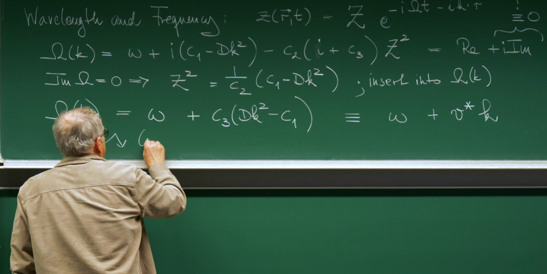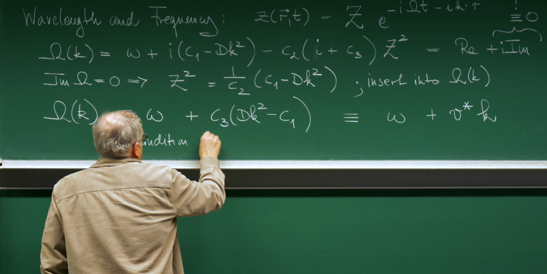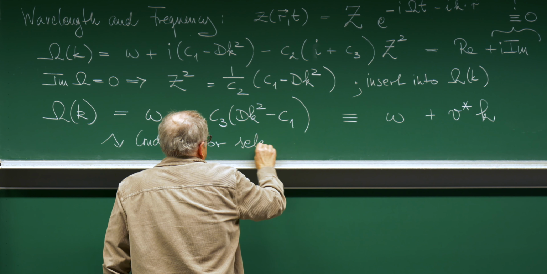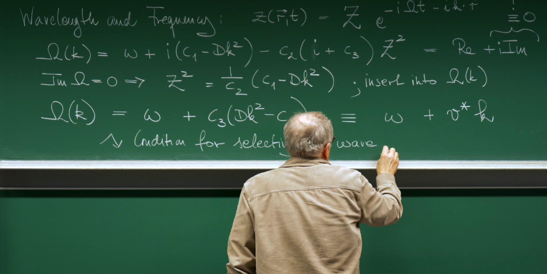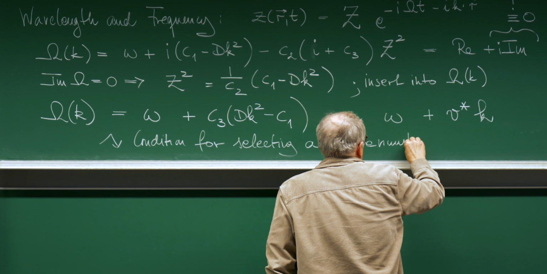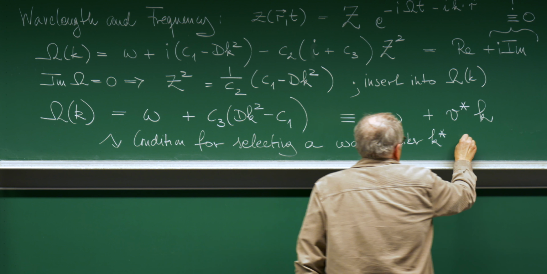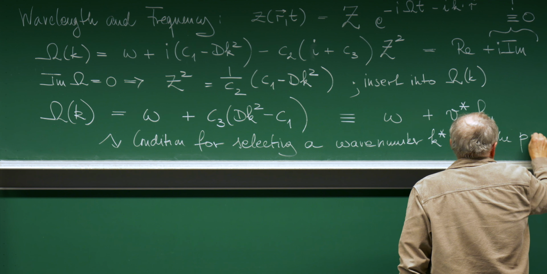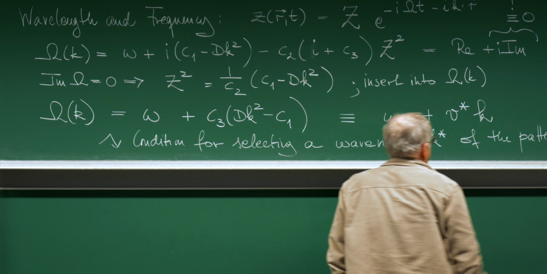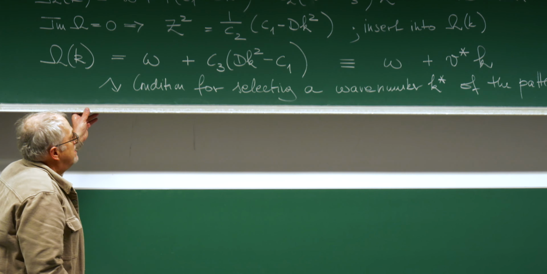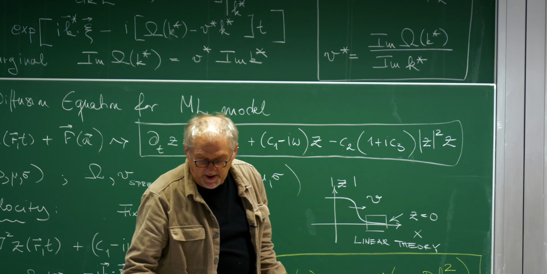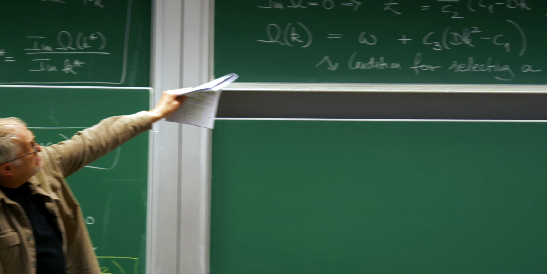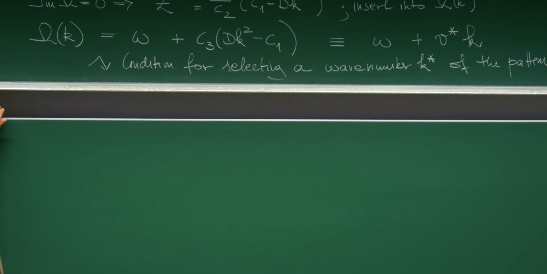This is the condition for selecting a wave number k star of the pattern. We do have V star. I just wrote it above, right? V star is this relation that depends on square root of d at mu.